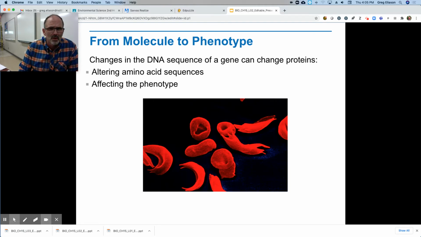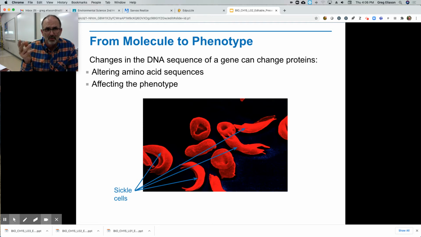So let's look from molecule to phenotype. When we have a change in the DNA sequence of a gene, that can change the proteins. And so by altering that amino acid sequence, like when we looked at mutations, it can affect the phenotype. A really common one that we're looking at is sickle cell anemia, and that's a recessive disorder. And so you have 3 phases, it's an incomplete dominant disorder.